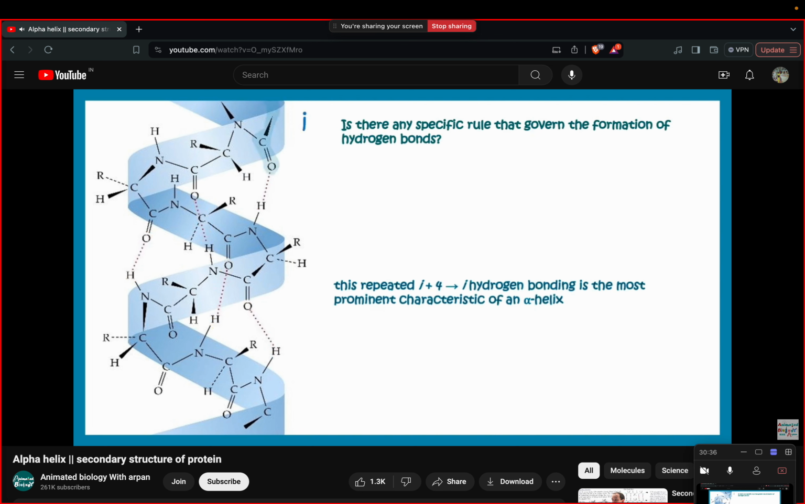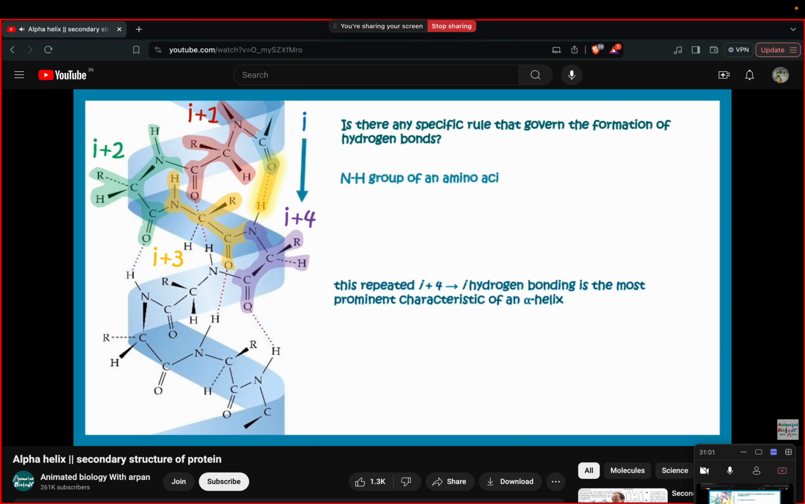There is a rule in hydrogen bonding which is ensuring this helical structure is stabilized. Let's imagine a particular amino acid from the N-terminus, and we name it I. Then the next one would be I plus 1. After that, there would be I plus 2, I plus 3, and I plus 4. It turns out the hydrogen bond would be formed between I and the I plus 4 amino acid. So the carboxyl group of I and the NH group of the I plus 4 amino acid would form a hydrogen bond with each other. Irrespective of the position, this kind of rule is valid throughout the helix.